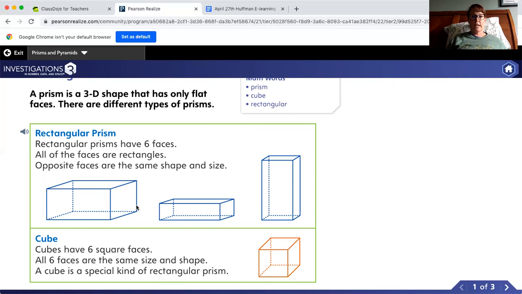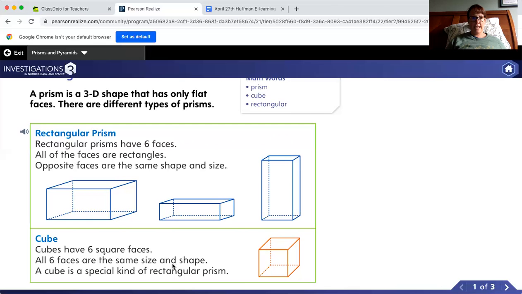Now, the rectangular prism has 6 faces. This is a little bit harder to do online, but I'm going to point to them with my mouse, and you follow along while I point to the 6 faces, the 6 flat parts. We have 1, the back, 2, 3, 4, the top, 5, and then the bottom, 6.